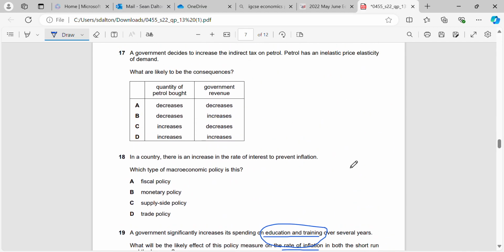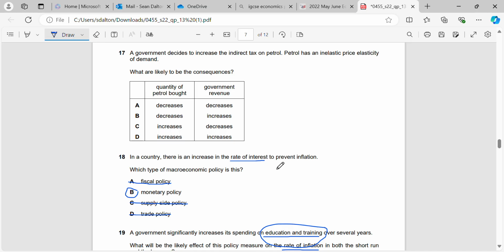Okay, in a country there is an increase in the rate of interest to prevent inflation. What type of macroeconomic policy is this? Okay, that is monetary policy. Supply side policy is not designed to shift AD, it's designed to shift AS. Trade policy is policy relating to trade with other countries. Fiscal policy is taxes and government spending. And monetary policy is the use of interest rates, money supply, exchange rates, and credit regulations to influence AD.